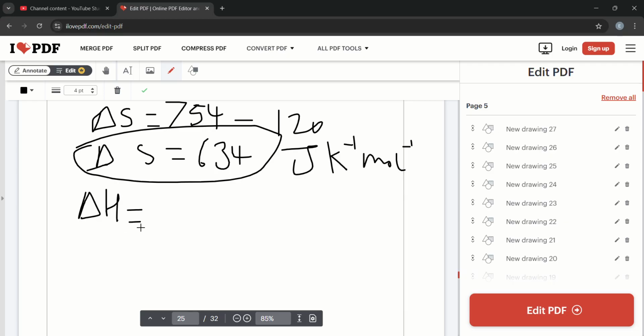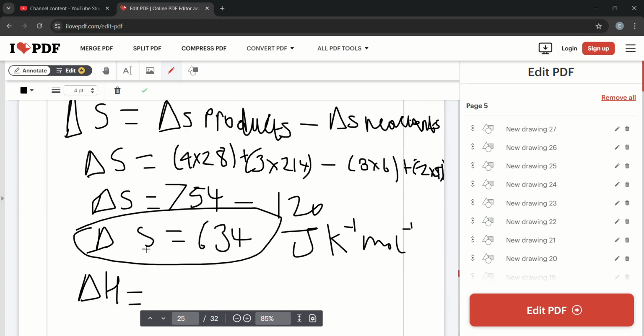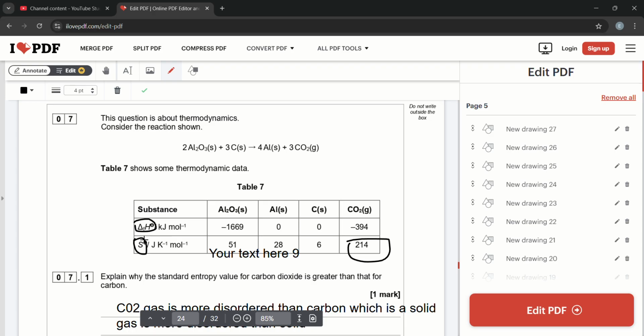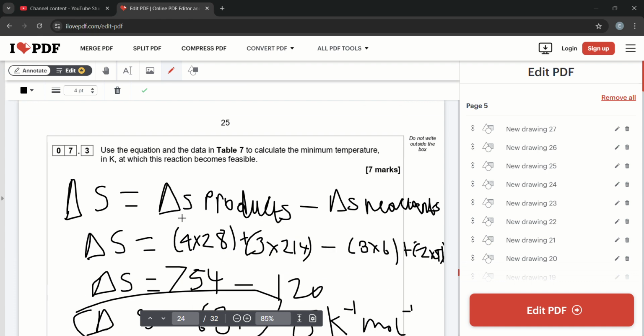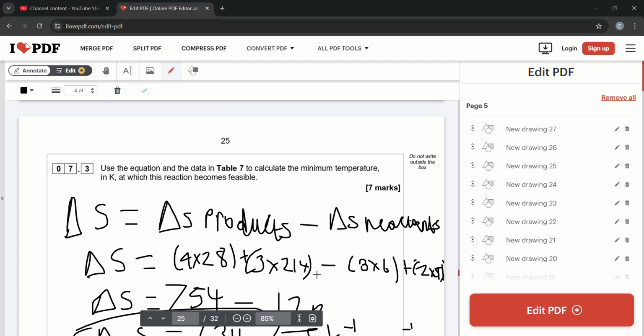Delta H equals products minus reactants. And obviously I can write the full equation, but delta H you should know by now, we did it in year 1 as well. But if you don't know, just remember products minus reactants. So we know 4Al is going to be 0. So it's going to be 3 times minus 394, minus reactants.